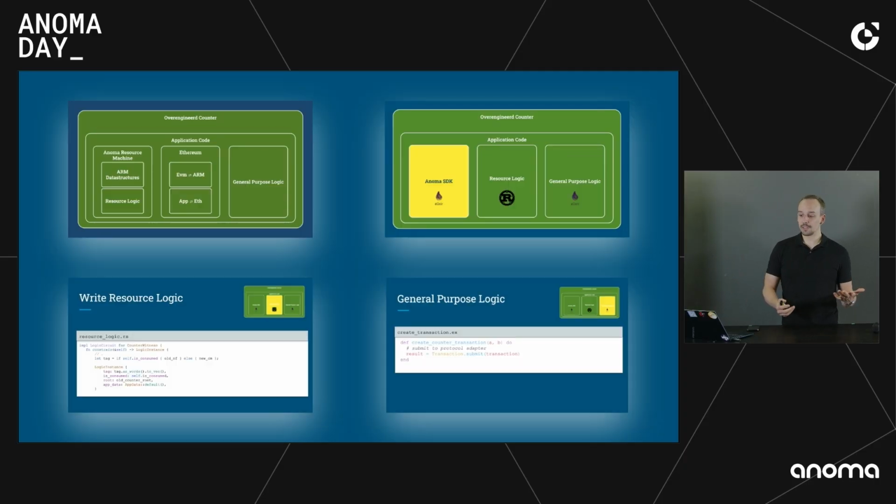So that was it. I explained to you the high-level architecture of any Anoma application using the over-engineered counter. Then I showed you what the main ingredients are you as a developer would need to implement if you want to build your own application. I showed you a minimal version of a resource logics, and I showed you the minimal version of general purpose logics. Thank you.